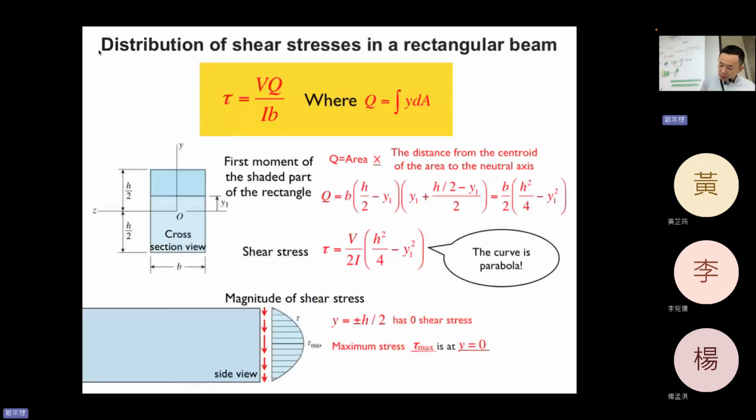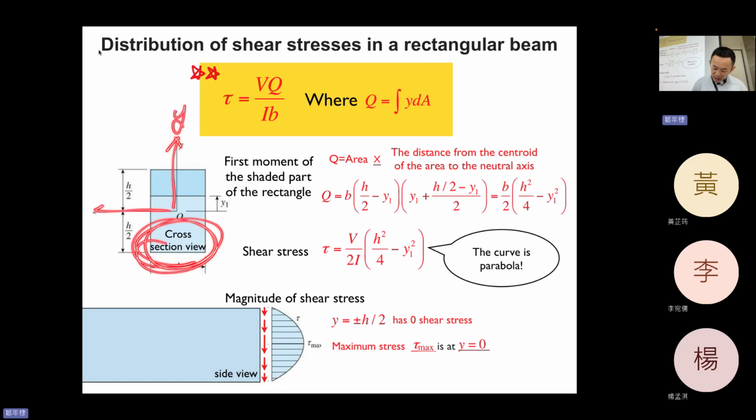So this is really important, so I give it several stars. Tau equals VQ divided by IB. Now I transfer into the cross-section view. Cross-section view, please. Y, Z.